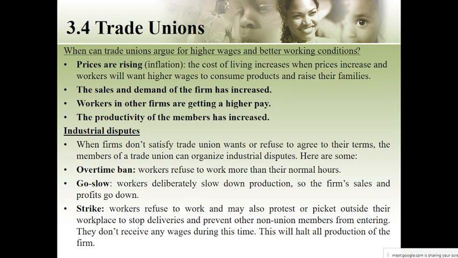Workers deliberately slow down production so the firm's sales and the profit go down. Strikes. Workers refuse to work and may also protest or picket outside their workplace to stop deliveries and prevent the other non-union members from entering. They don't receive any wages during this time. This will halt all the production of the firm. Got my point?